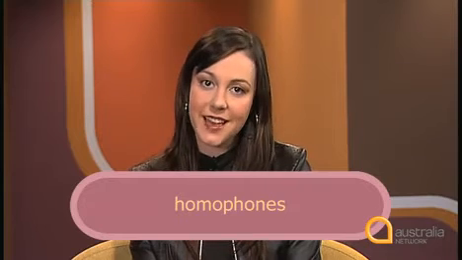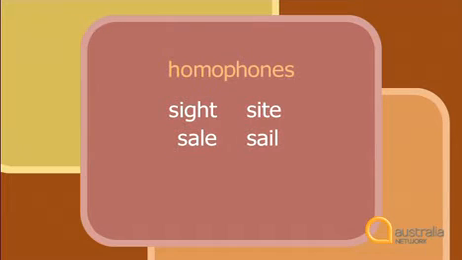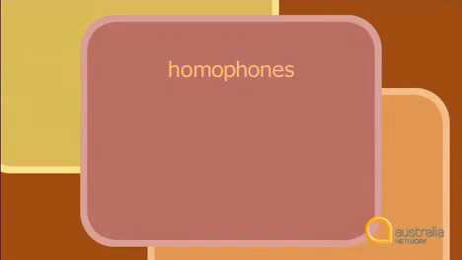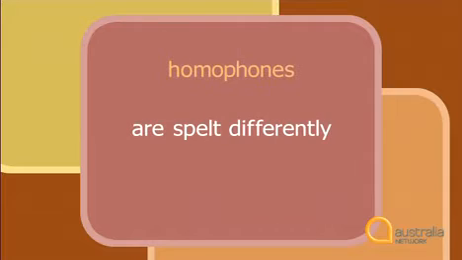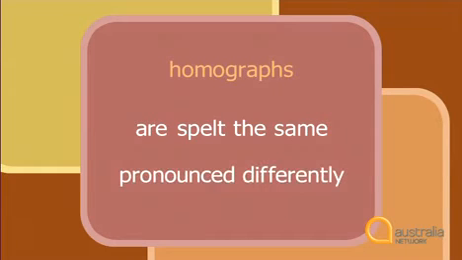There are two different types of homonyms. The ones we've looked at so far are called homophones because they sound the same even though they are spelt differently. Some other examples of homophones are sight and site, sail and sale, fair and fare, and through and threw. So homophones are words that are spelt differently but sound the same. Another type of homonym is a homograph. Homographs are words that are spelt the same, but in different contexts, the word will be pronounced differently.